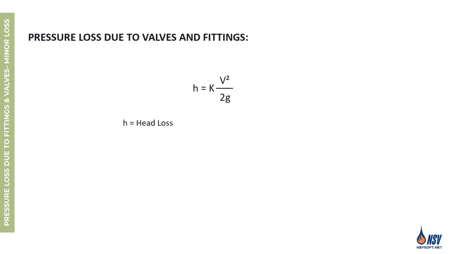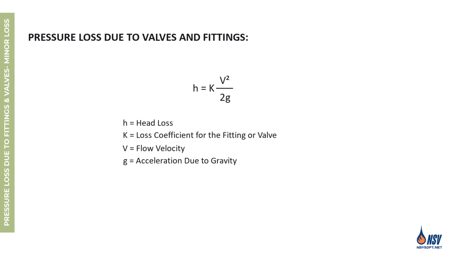In this formula, H is the head loss, K is the loss coefficient for the fitting or valve, V is the flow velocity, and G is the acceleration due to gravity. The value of K depends on the type of valve or fitting and must be carefully selected from valid references such as engineering handbooks or standards.